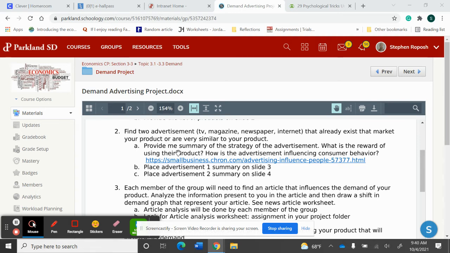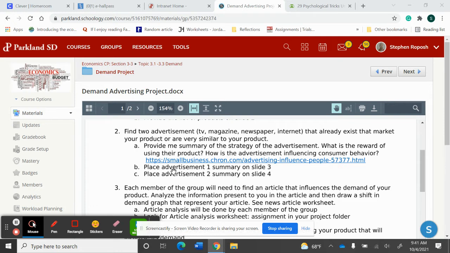So provide me a summary of the strategy of the advertisement. You can find the advertisement strategy located on this blue hyperlink. What is the reward of using their product? How does the advertisement influence consumer behavior? Because when you sell something, you're offering something in return. You either feel better, feel full, feel hungry, feel energized, or feel like you burnt out because you just worked out. The advertisement's offering you something. What is it that the advertisement is offering? The goal is to strive for something.